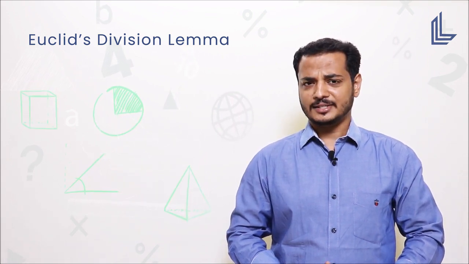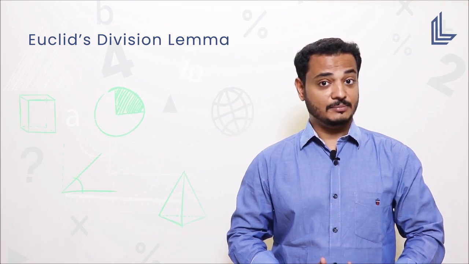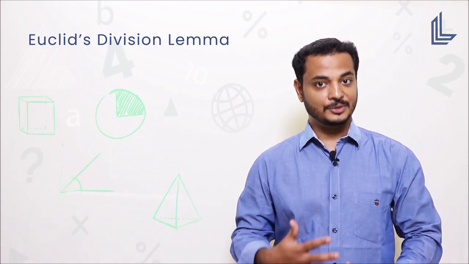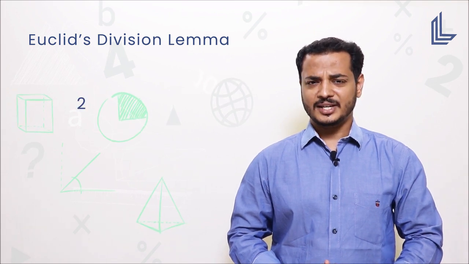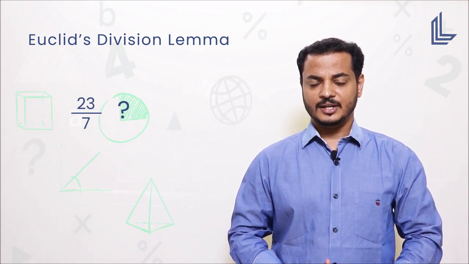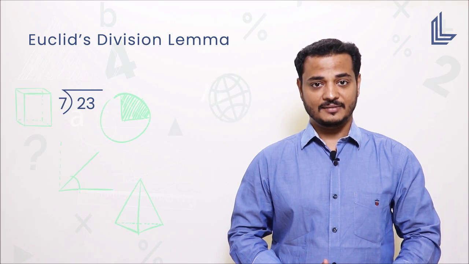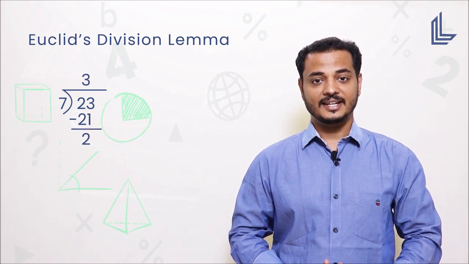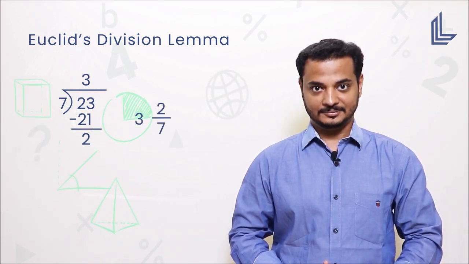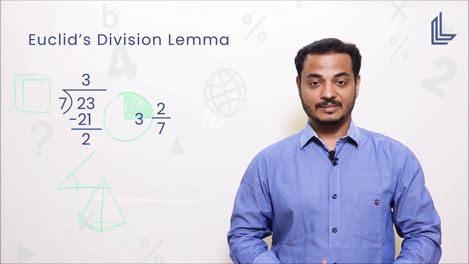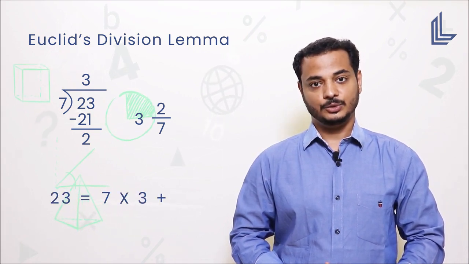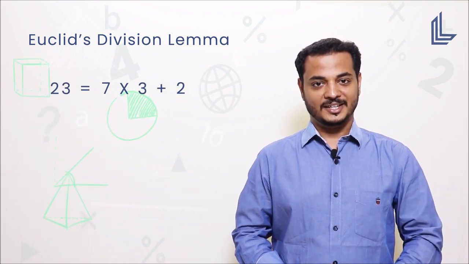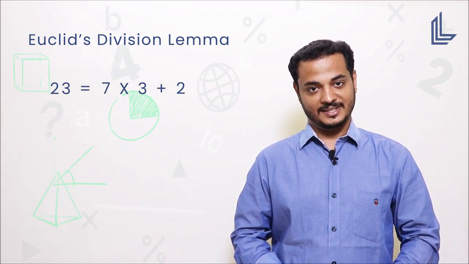Now let's try to answer this question. This is very simple, so hold on until we get to Euclid's division lemma. Now what is 23 by 7? When I divide 23 by 7, I get the result as 3 and 2 by 7, right? In other words, I can express 23 as 7 times 3 plus 2. Now this is something that we have already learned in our previous grades.